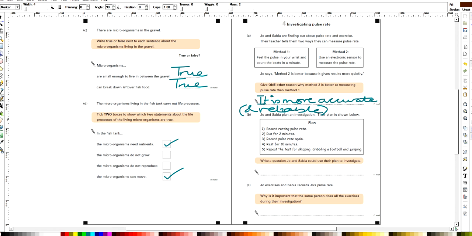Joe and Sabia plan an investigation. Their plan is shown below. So then record resting pulse rate, run for 2 minutes, record pulse rate again, rest for 10 minutes, repeat the test for skipping, dribbling, and so on and so on. Write the question Joe and Sabia could use their plan to investigate. So what are they going to mean? What kind of question could we do right here? Okay, Zainab, you put your hand up.